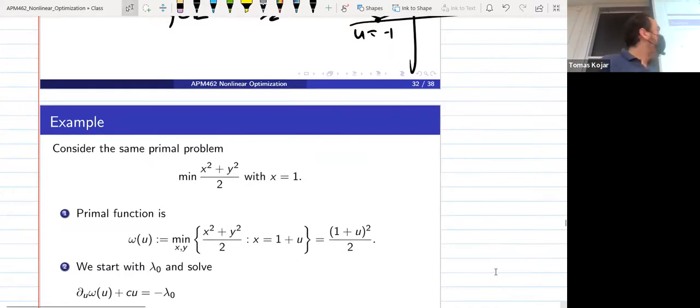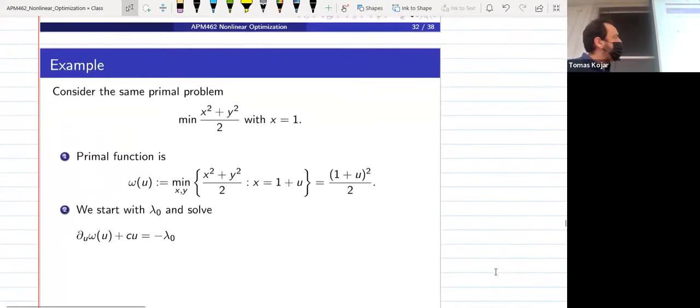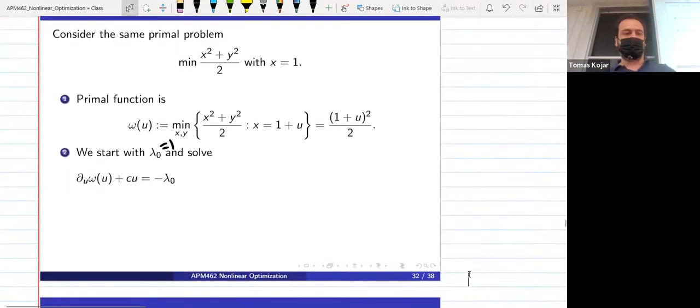All right, so let's do our algorithm. You start with some lambda 0. I don't care, it doesn't matter because it will converge regardless. Say lambda 0 is 1. So not minus 1, the total opposite, to see how fast it goes.